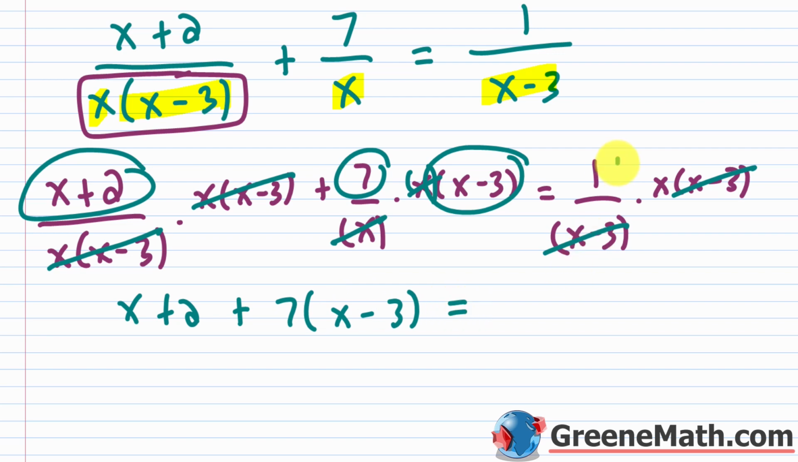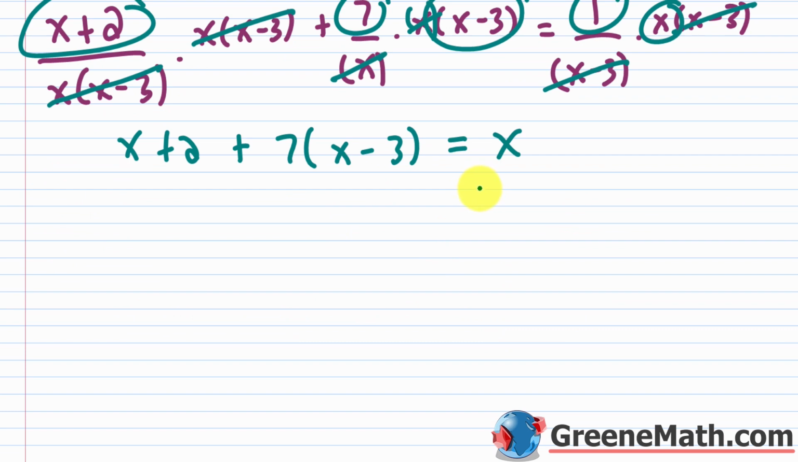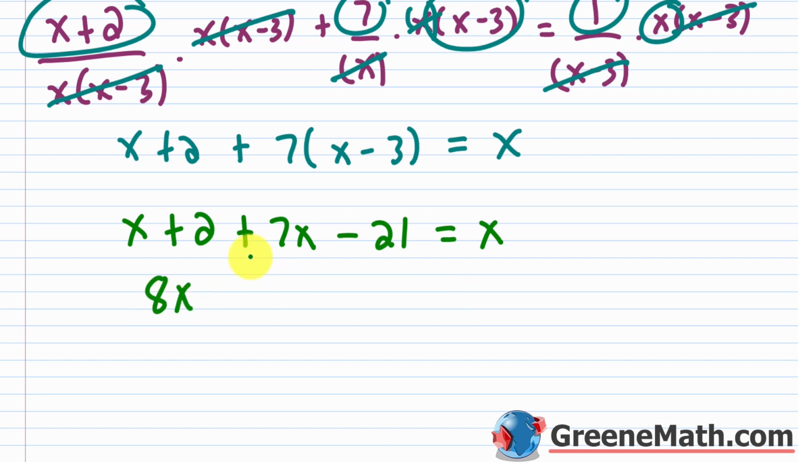Then this equals 1 multiplied by x, which is just x. So this is x plus 2, plus 7 times x is 7x, and then minus 7 times 3 is 21, and this equals x. So let's combine like terms here. x plus 7x is 8x, and then 2 minus 21 is negative 19, and this equals x.